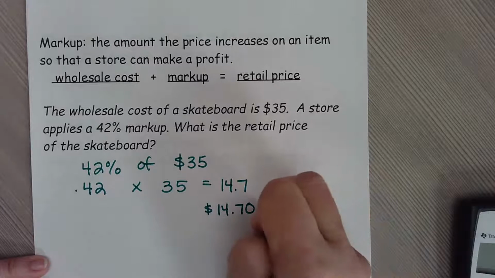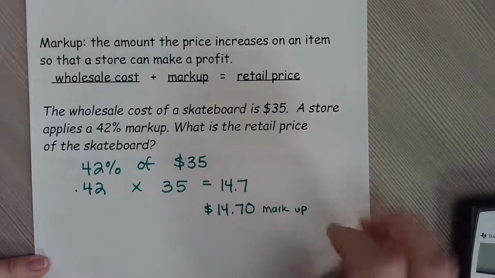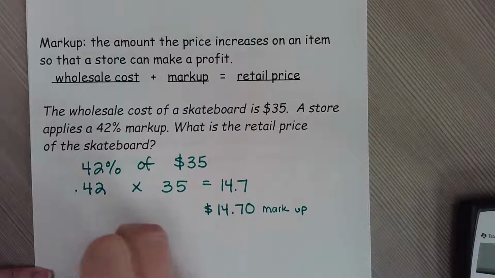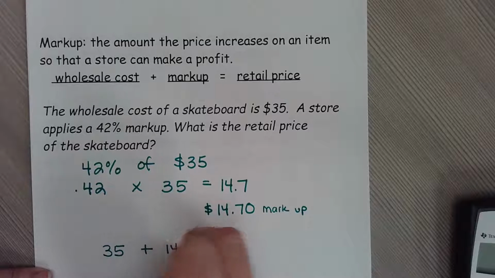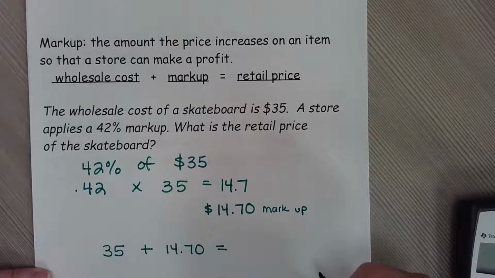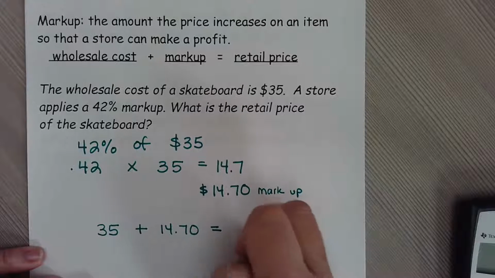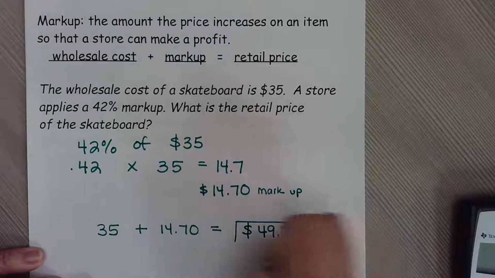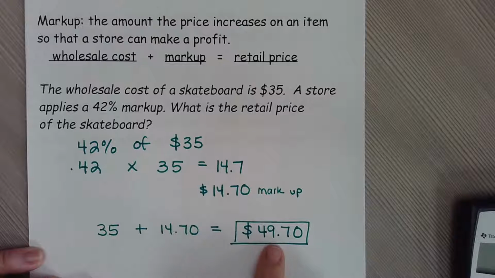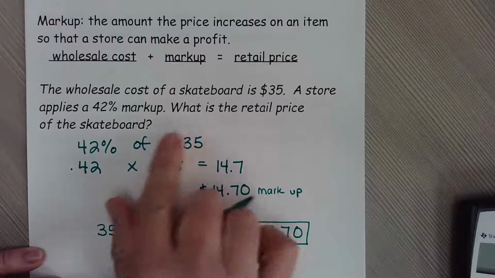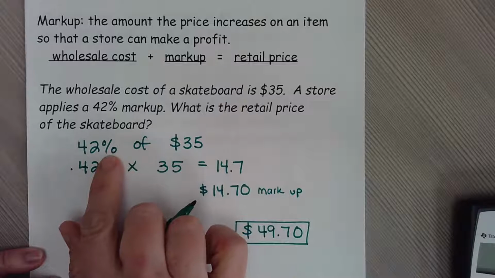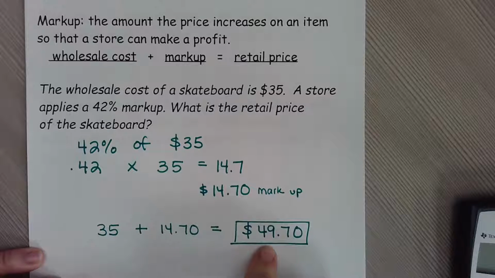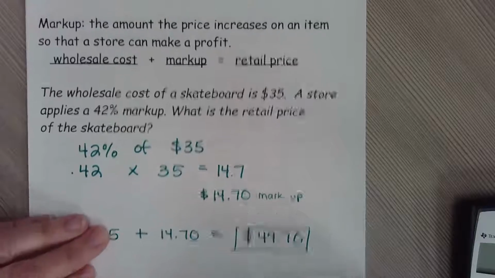What this stands for is the markup. This is how much the price is being increased by the store. So $35 is what it started at, and we are going to increase it by $14.70. So the final price is now $49.70. This would be the retail price. So again, we had the starting price of $35. That's the wholesale. The markup was 42%, which ended up being $14.70. So now the total is $49.70 for the retail.